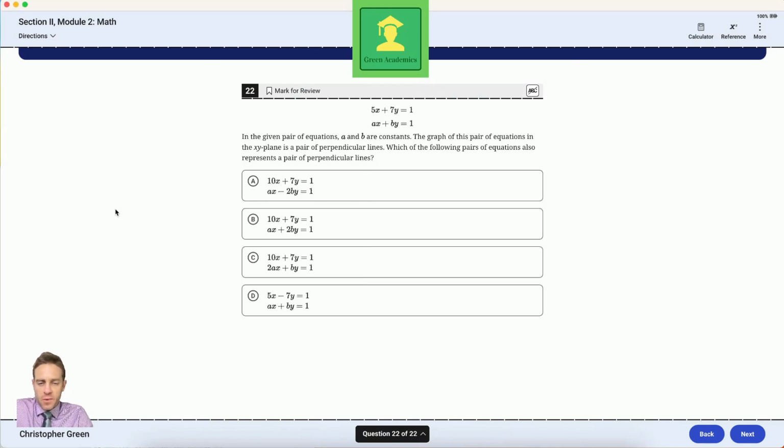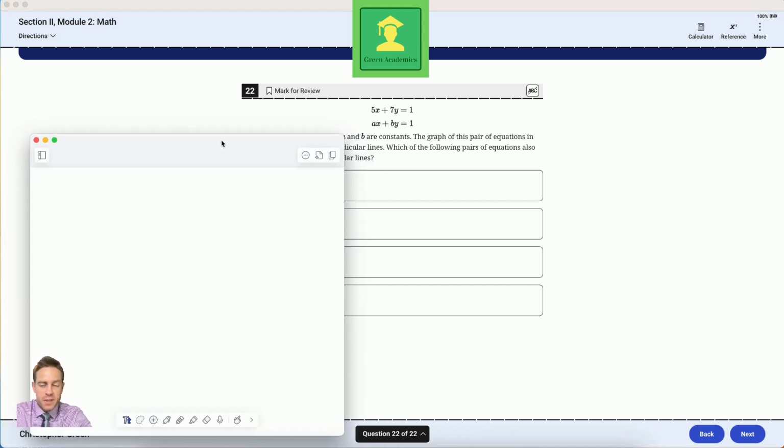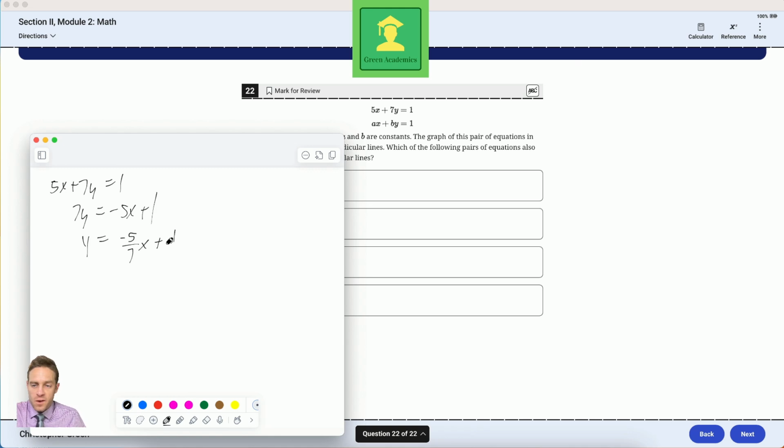In the given pair of equations, A and B are constants. The graph of this pair of equations in the xy plane is a pair of perpendicular lines. Which of the following pairs of equations also represents a pair of perpendicular lines? I'm going to resist the urge to jump any steps, and I'm going to write this out carefully. So in the original, 5x plus 7y is 1. 7y is negative 5x plus 1. So y itself is negative 5/7 x plus 1/7.